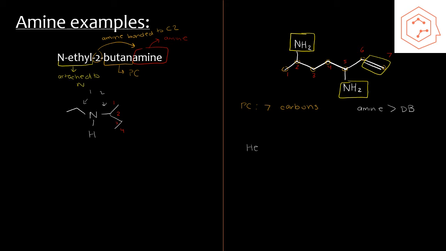I'm just going to write the parent chain prefix for 7 carbons, which is hept first. Now I'm going to indicate the position of my double bond, which is at carbon 6. I'm going to write that ene to represent that there is a double bond present. And then we want to indicate the position of our 2 amine groups, which is at carbon 2 and 5. And remember, since there's multiple amine groups, we have to include a plural prefix, which is di in this situation, and then end it with the word amine. And so the complete name for this structure is hept-6-ene-2,5-diamine.